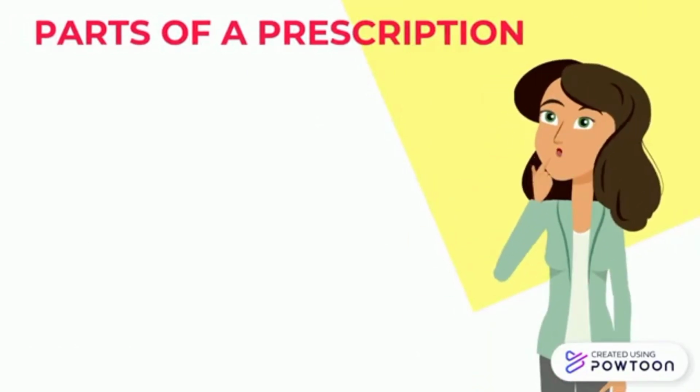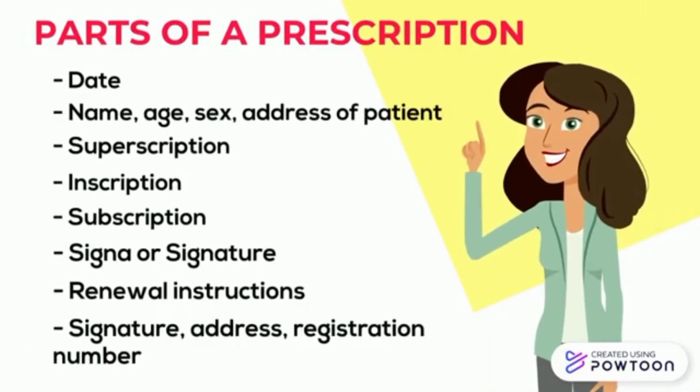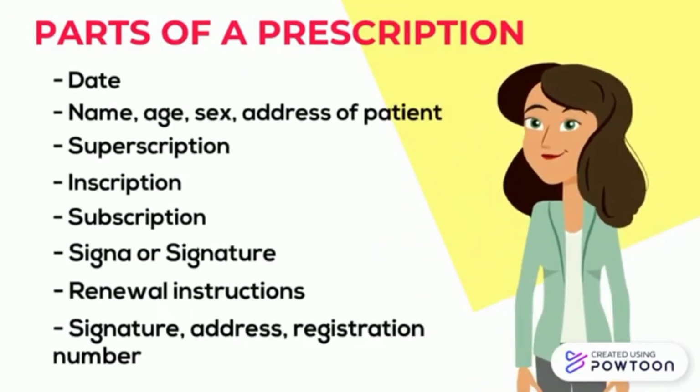These are the components or parts of a prescription. Date, name, age, sex, address of patient, superscription, inscription, subscription, signa or signature, renewal instruction, signature, address, registration number of the prescriber.